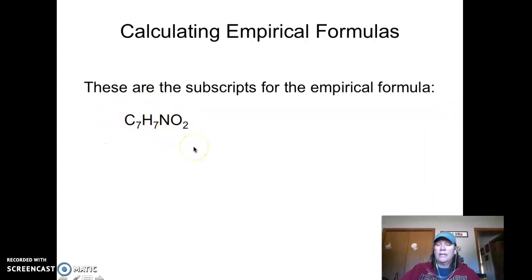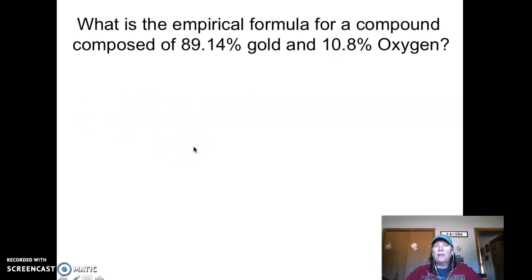Okay, here's another one. Okay, empirical formula for a compound composed of 89.14% gold, sorry about that, and 10.8% oxygen. Okay, this one's only made out of 2. We need to find the formula.